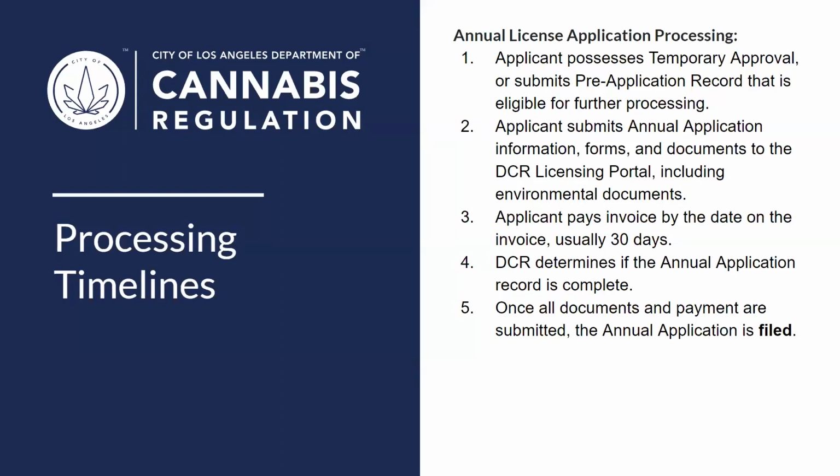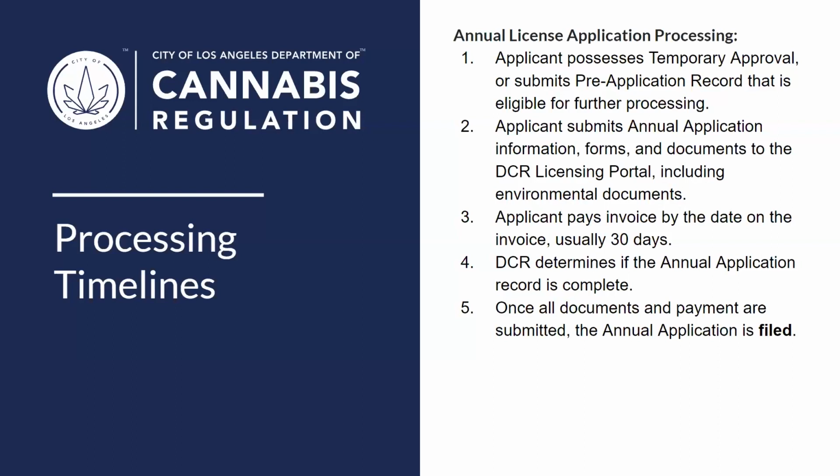Only retail storefront businesses with on-site sales go through a community meeting process. Every other commercial cannabis activity, the annual license may be issued by the executive director once we've completed our review of the annual license application materials, completed the environmental document, and then made a recommendation to the director to either deny or to issue the annual license.